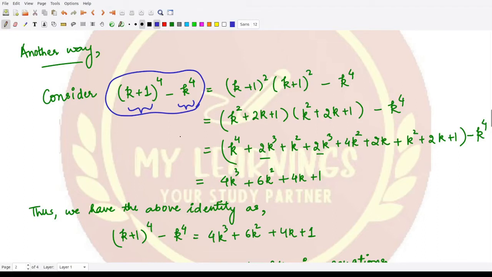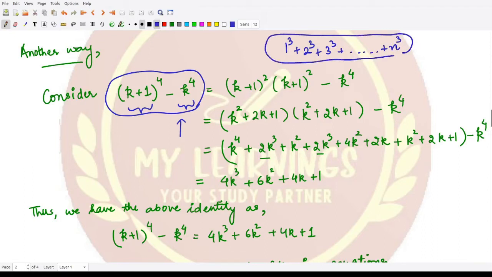while solving for this expression, we would encounter an expression like this: 1 cube plus 2 cube plus 3 cube and so on, up to n cube. So we will be calculating the value of this particular expression using this identity.